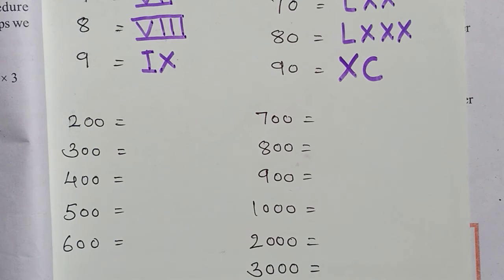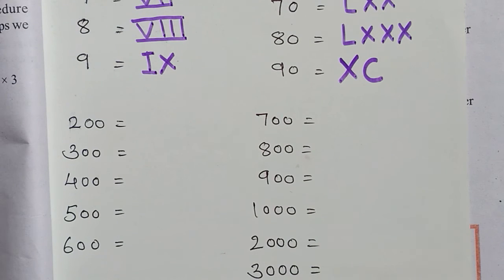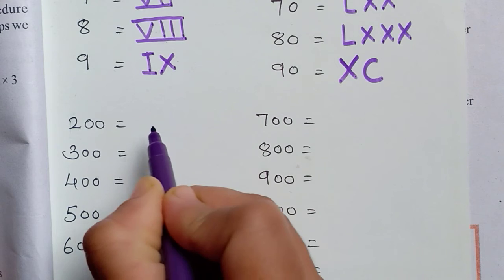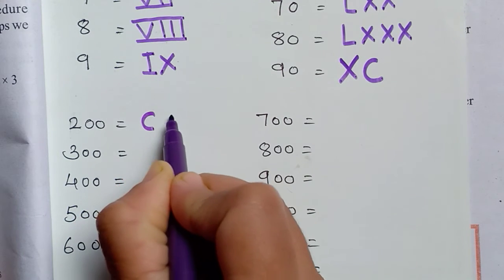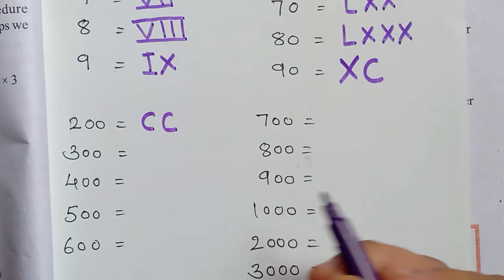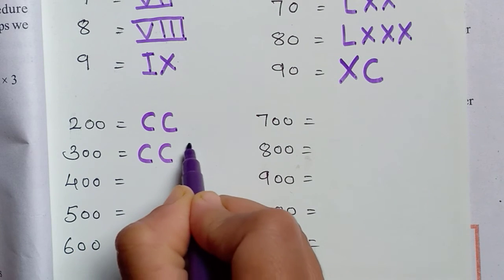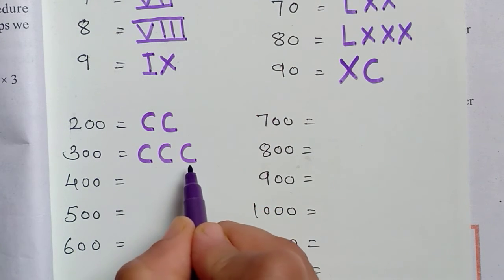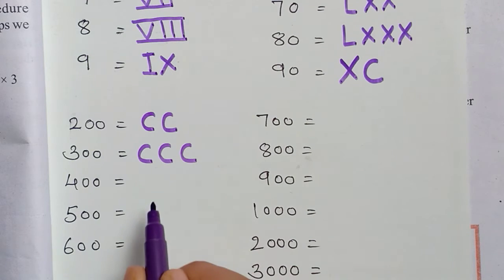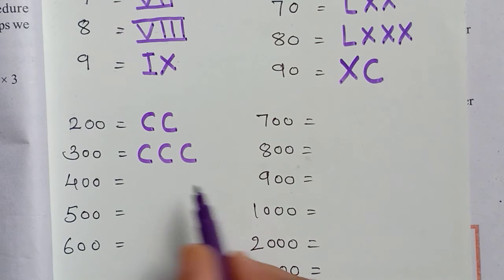Now let's see how to write 200, 300, 400. For 200 it is 100 plus 100, so it is double C. 300 is C, C, C, 100 plus 100 plus 100. Now 400, we don't have a letter, we cannot write C 4 times.